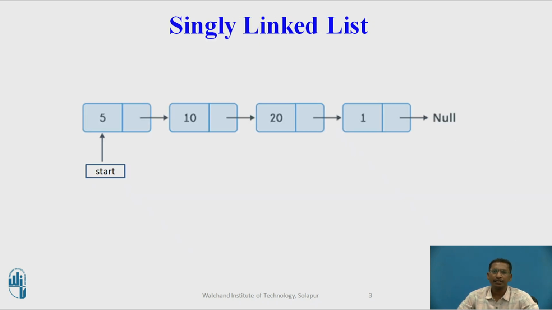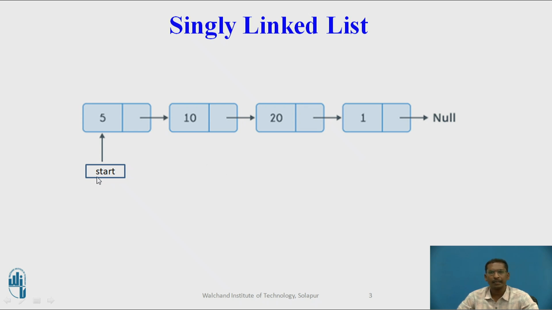Now this is a singly linked list. We all know that a singly linked list is nothing but a collection of nodes, and each node consists of two values. First one is the data part, second one is a pointer which is pointing to the next node. Now in this diagram there are four nodes. The contents of the four nodes are 5, 10, 20 and 1.